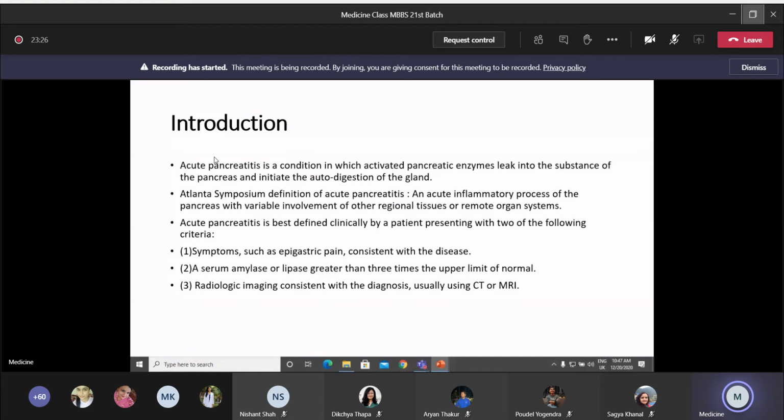So out of these three features, if any two are present, then we call the patient acute pancreatitis. There is a difference in the definition, and we follow this lower one. Any two of the three features, we follow this. This was given by the WHO and the revised Atlanta classification, whereas the Atlanta Symposium classification just tells you that it's the inflammatory process with involvement of other regional tissues, and this is a reversible one. I'm again telling you, this is reversible.